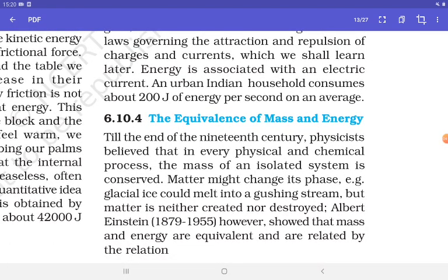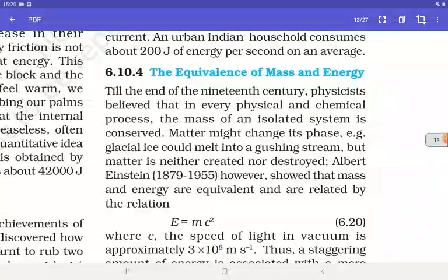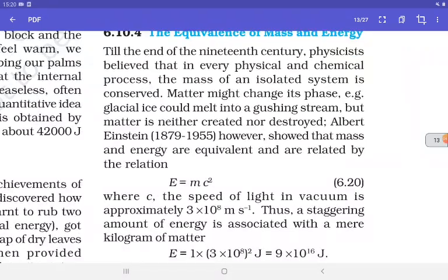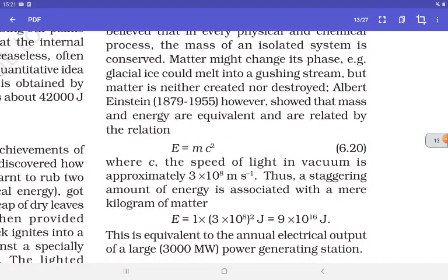Till the end of the 19th century, physicists believed that in every physical and chemical process, the mass of an isolated system is conserved. Matter might change its phase, for example, glacial ice could melt into a gushing stream, but matter is neither created nor destroyed. Albert Einstein, however, showed that mass and energy are equivalent and are related by the relation E equals mc square, where c is the speed of light in vacuum, approximately 3 into 10 raised to 8 meter per second.